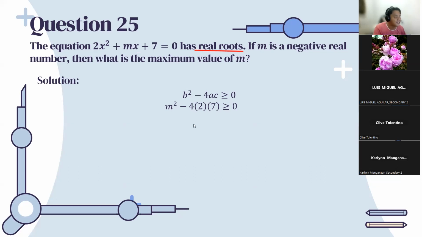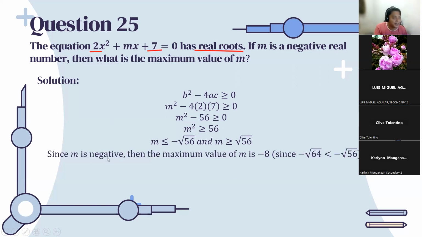So you have m squared minus 4 times 2, you have 2 here, and times 7. So you have m squared minus 56 is greater than or equal to 0, which will give us m squared is greater than or equal to 56. So this is what we have: m is less than or equal to negative square root of 56, or greater than or equal to square root of 56. Now, how do we get the maximum value of m?